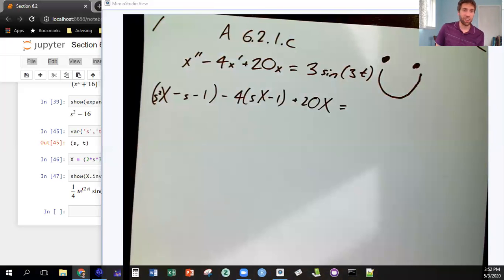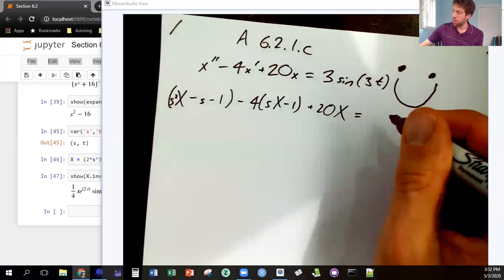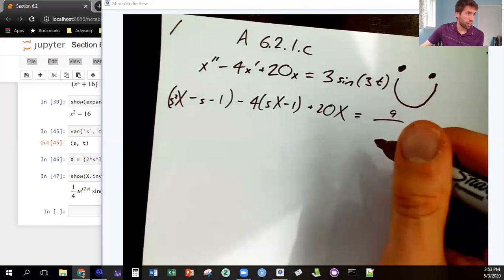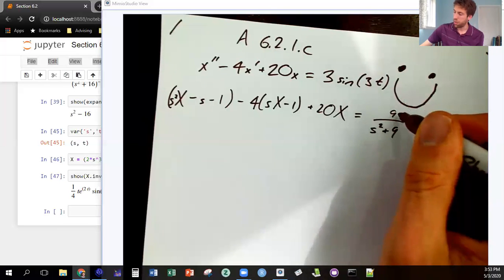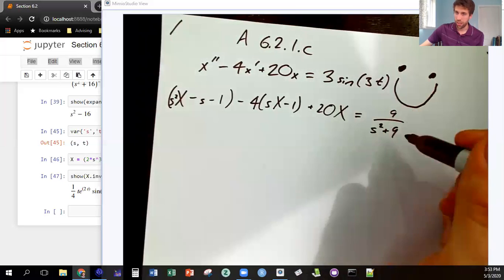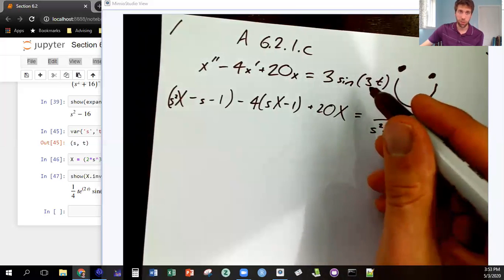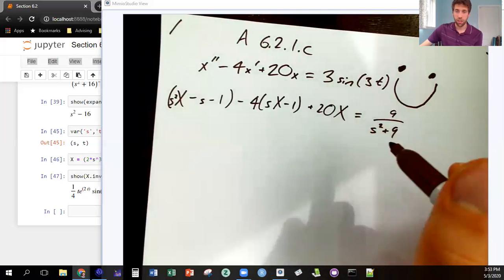All right, and then on the right side, we've got to use our table, I think. So sine of 3t would be, and 3 stays. Sine of at would be a over s squared plus a squared. Here a is 3, and I'm also multiplying it by this 3. So I'll do 9 over s squared plus 9. So this 9 is basically that 3 times that 3, and this 9 is this 3 squared. So don't be confused. It just happened to work out that way.